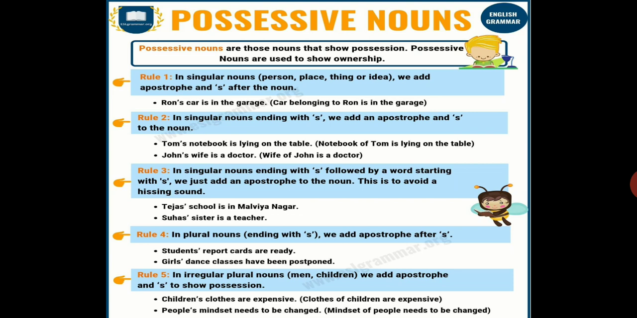These are some basic rules of possessions. We will learn about more rules of possession in our next lecture. I hope you will understand these basic rules of possessions very well with the examples.